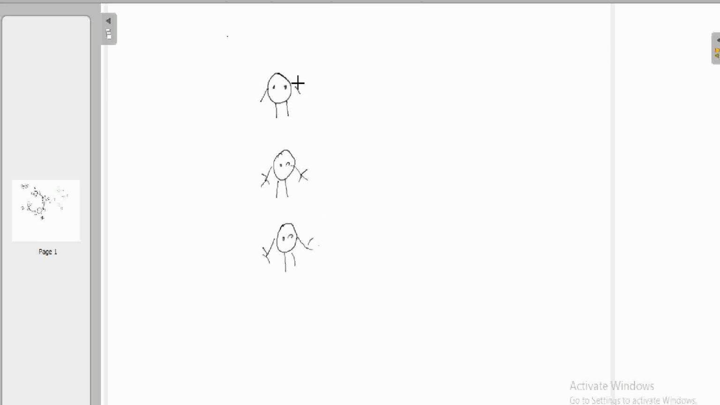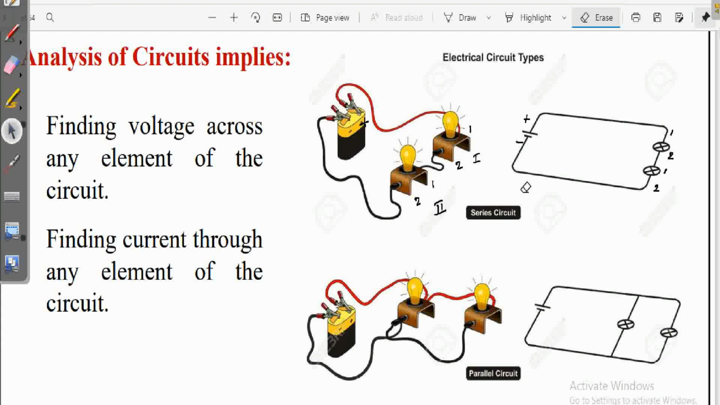This is your left hand, that is your right hand, left hand, right hand. It means that all rights are at one end, all lefts are at one end. So this is called a parallel connection, where similar ends are at one point and similar ends are at another point. That is your parallel connection.